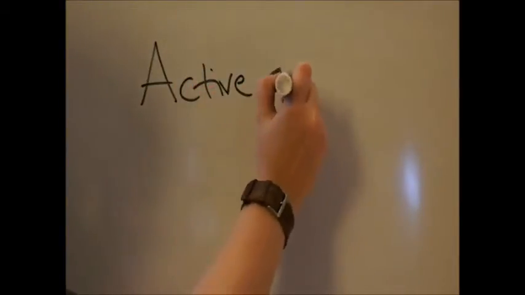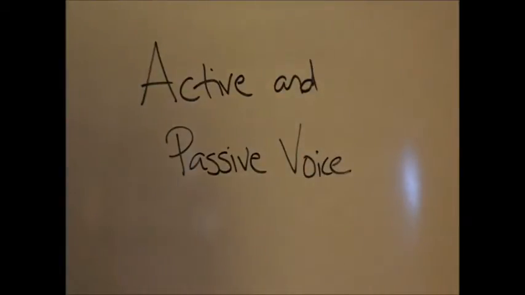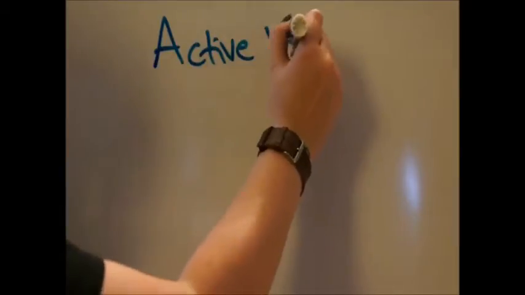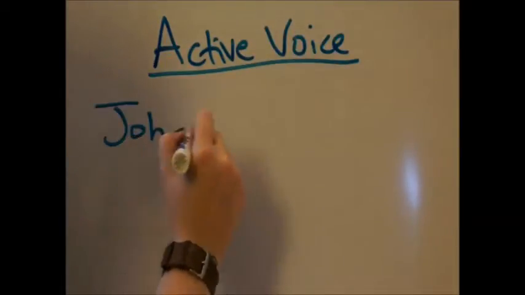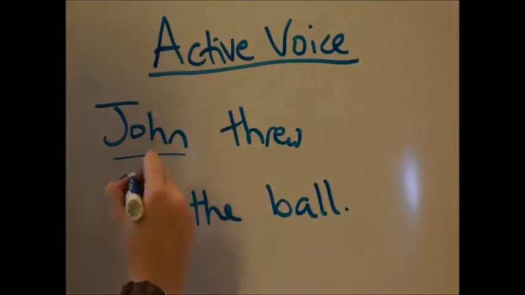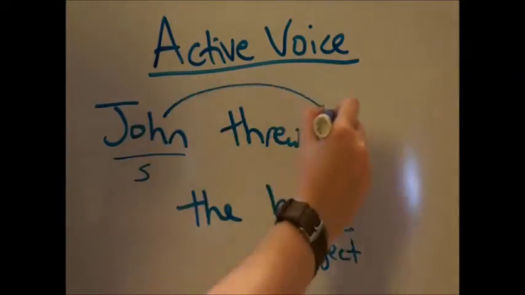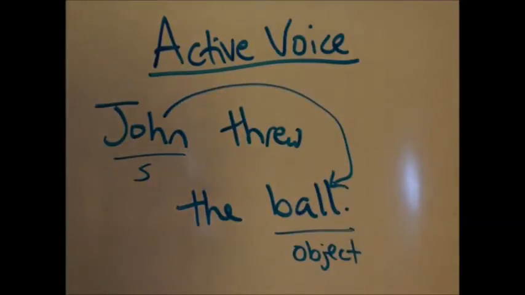All right, so this video is about active and passive voice. This is something you've probably heard your teachers talk about a lot. So what are they? Well, active voice means that there is some sort of action in the sentence. So if we look at "John threw the ball," John is our subject and ball is our object. Threw is our verb. John is actually acting on the ball, so there's some motion in that sentence.